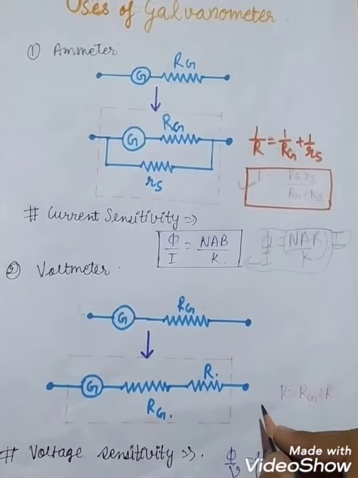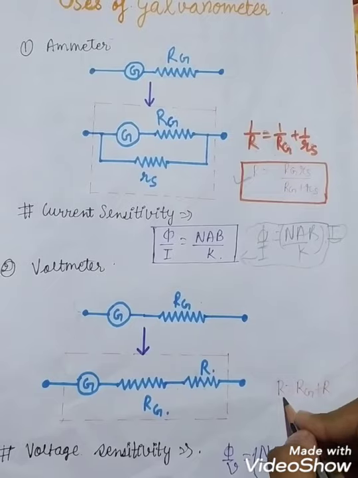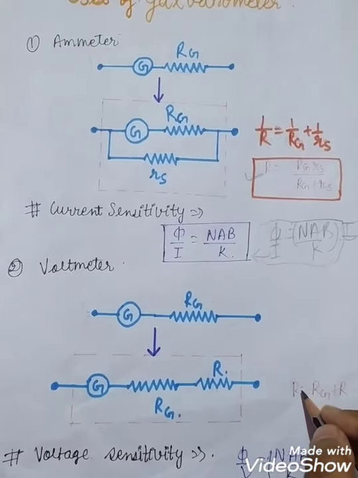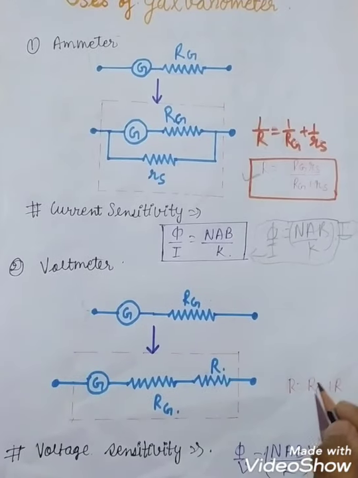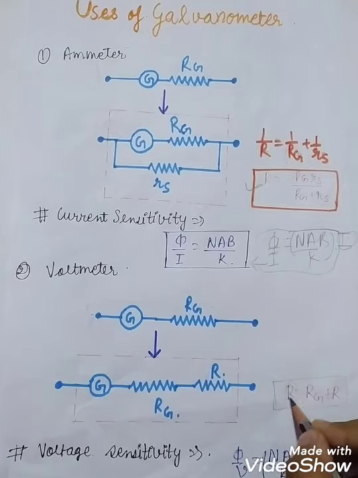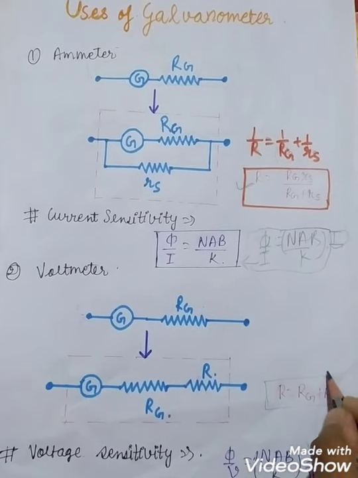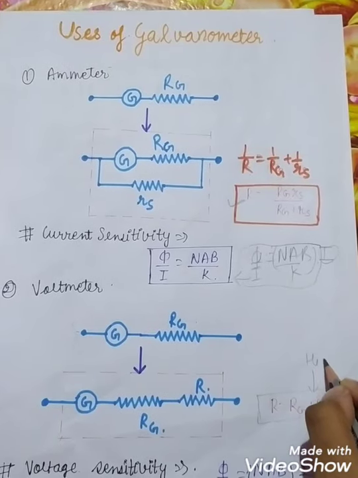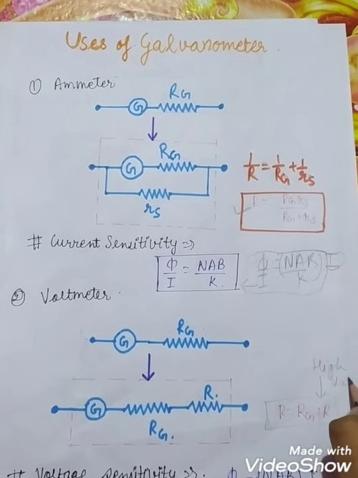So now what is the equivalent resistance? When two resistances are connected in series, how can we get the equivalent resistance? We get it by simply adding the two resistances. This is what I have done here. So the resistance is equal to Rg plus R, and I remind you that this resistance is a very high value.